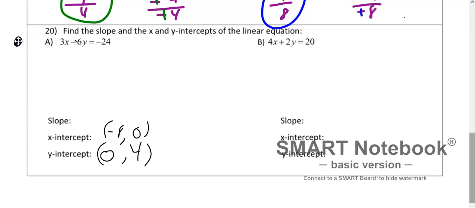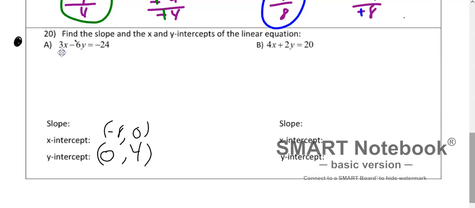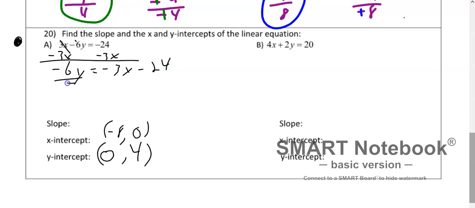But to find the slope, I still need to do slope-intercept form. So I'm going to start off by subtracting 3x. Now remember, when you do this, be careful. Always write the x first, then the number. Now when I divide by negative 6, I get y is equal to negative 3 over negative 6, which is positive 1/2 x plus 4. So my slope is 1/2. And notice my plus 4, my y-intercept. That confirms.